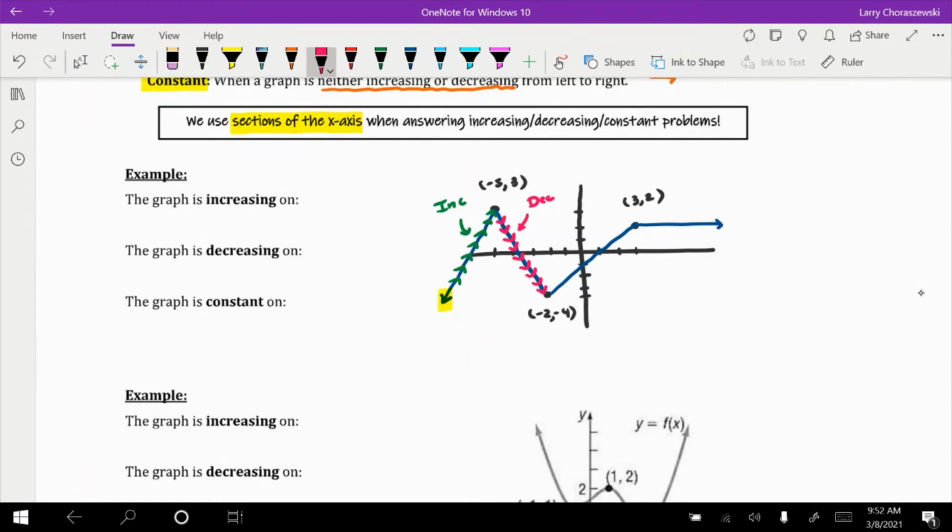What happens as you go beyond the point (-2, -4)? You get a section of the graph that increases again until you get to this point (3, 2). What happens after you go beyond the point (3, 2)?